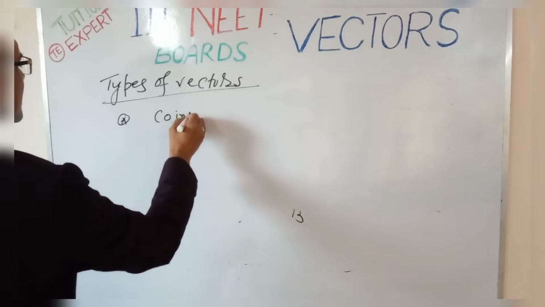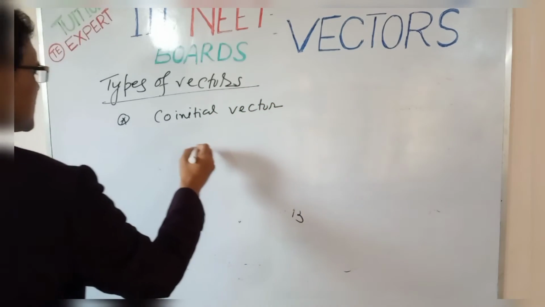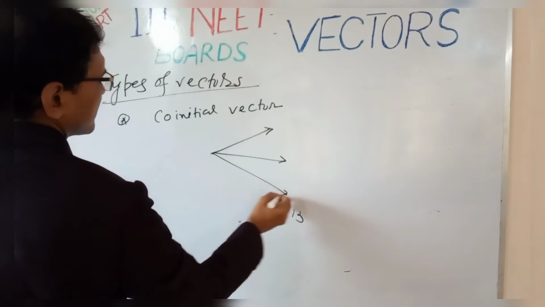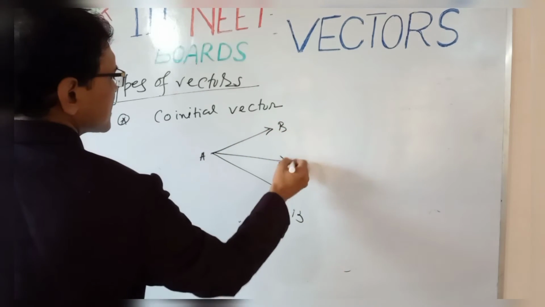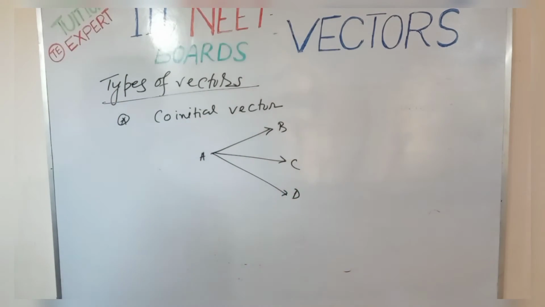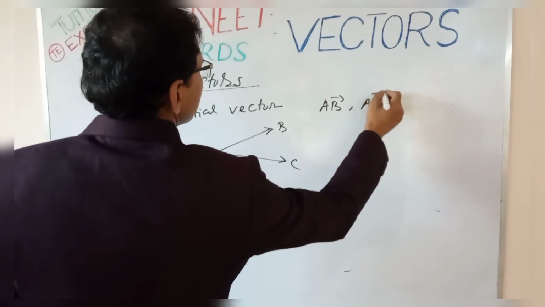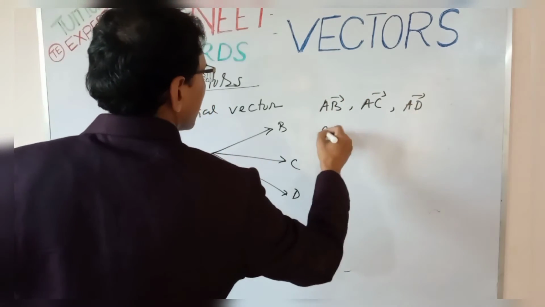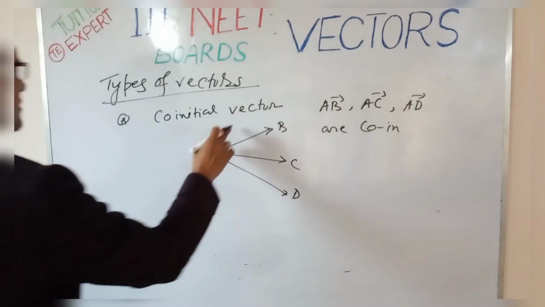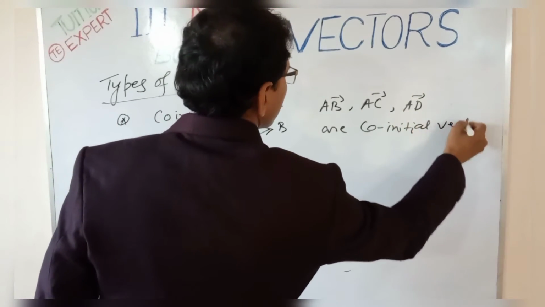Co-initial vectors. The initial point is the same. Suppose AB, AC, AD. Here A may not be the origin. AB, AC, AD are co-initial vectors because the initial point of these vectors is the same.